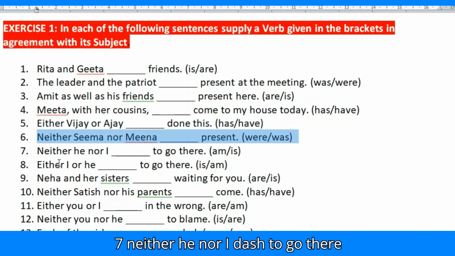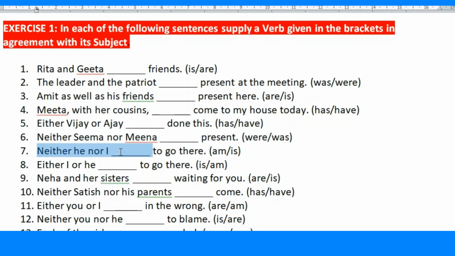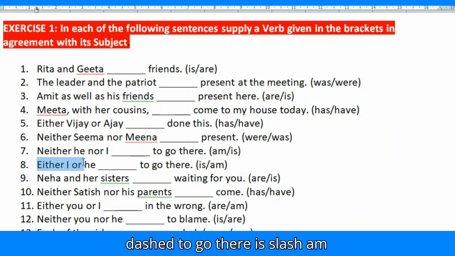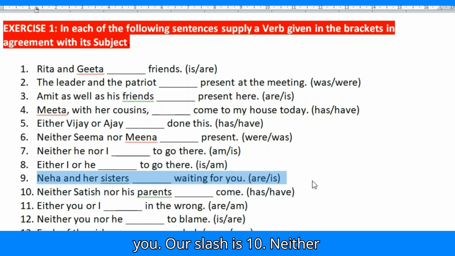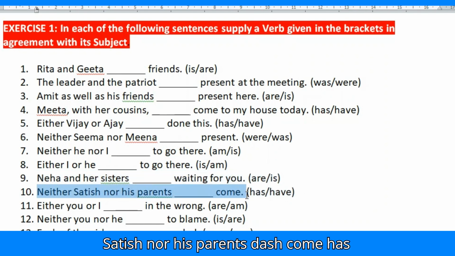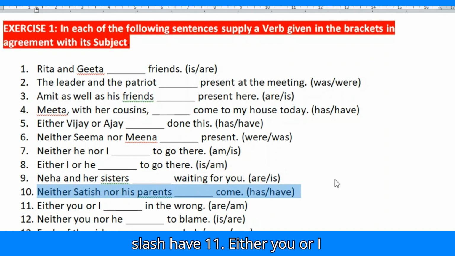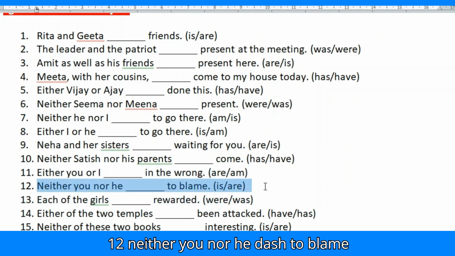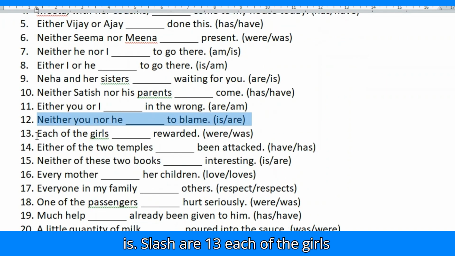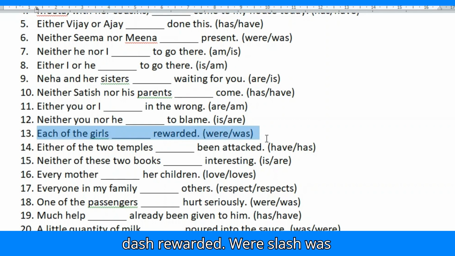Was. 7. Neither he nor I to go there. Am/is. 8. Either I or he to go there. Is/am. 9. Neha and her sisters waiting for you. Are/is. 10. Neither Satish nor his parents come. Has/have. 11. Either you or I in the wrong. Are/am. 12. Neither you nor he to blame. Is/are. 13. Each of the girls rewarded.